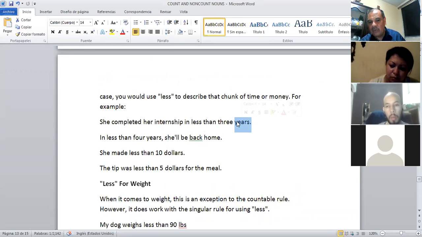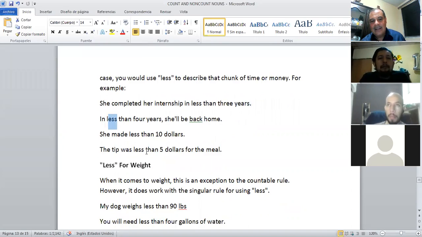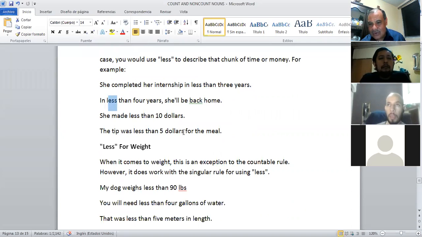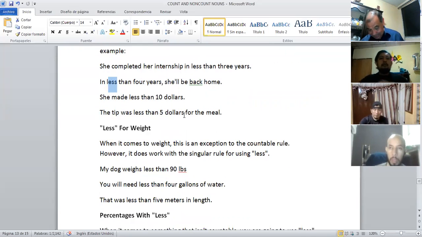Yes, this is countable, but we are talking about a portion of time, and that portion is one chunk of time. So I use less. In less than 4 years, en menos de 4 años. I'm not talking about every single year. I'm talking about the portion, the chunk. So I use less. She made less than $10. I'm talking about the portion. That's why you use less, not the dollars themselves. The tip was less than $5. The same thing, I'm talking about the portion.